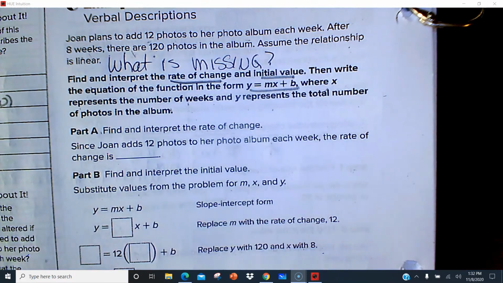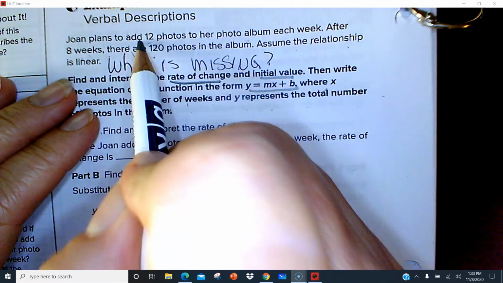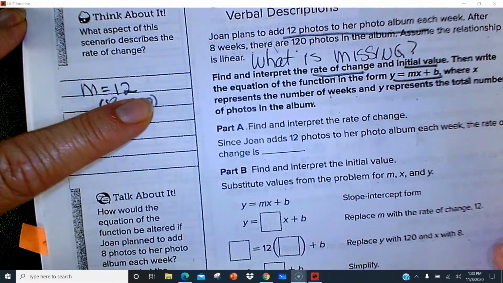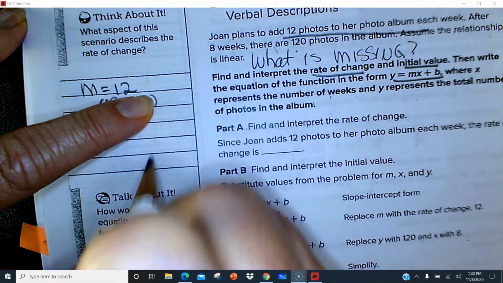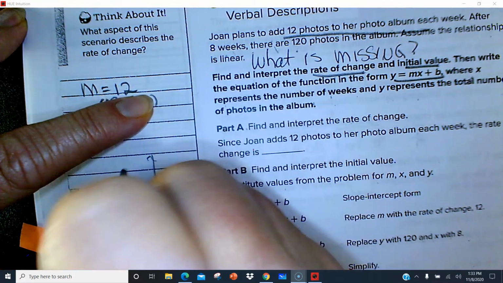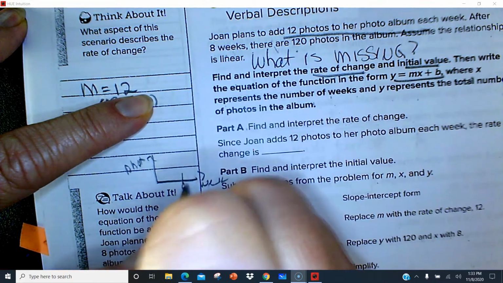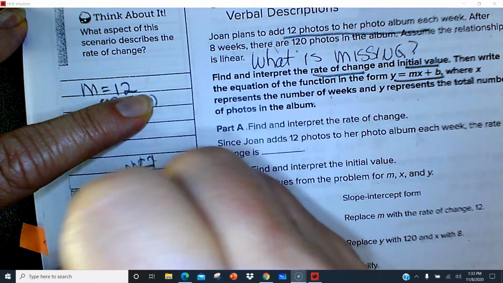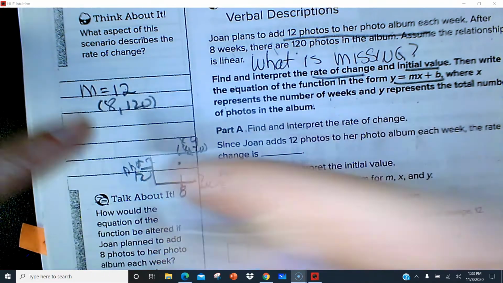Okay, so now what's missing? I need to find my rate of change. Well, we're adding 12 photos per week, so my m is going to be 12. Then it says after 8 weeks, if I like to draw a little graph, this is my weeks. Okay, this is my, not weeks, this is photos. So after 8 weeks, there's 120. So I have 8 and 120. That's my x and y.